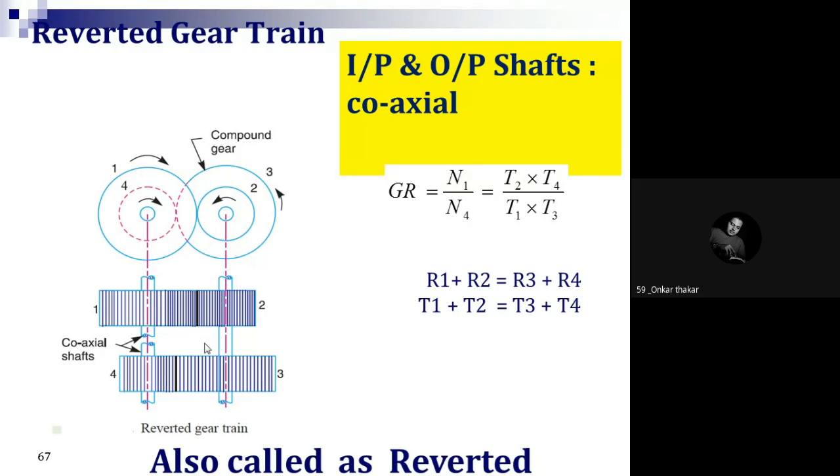Okay. So this is a reverted gear train. This is the third type. Actually, this part is very simple. Only a 4-mark question will be asked with respect to the theory for this part B of this unit.